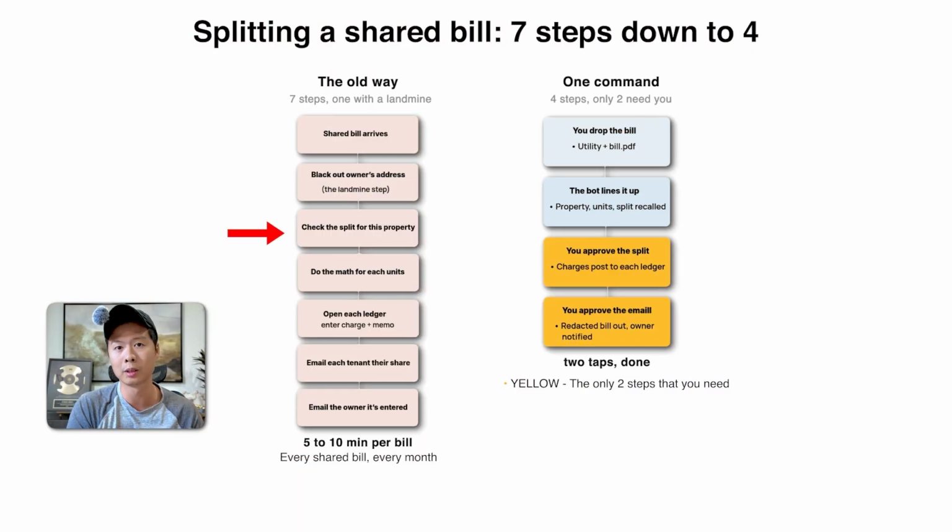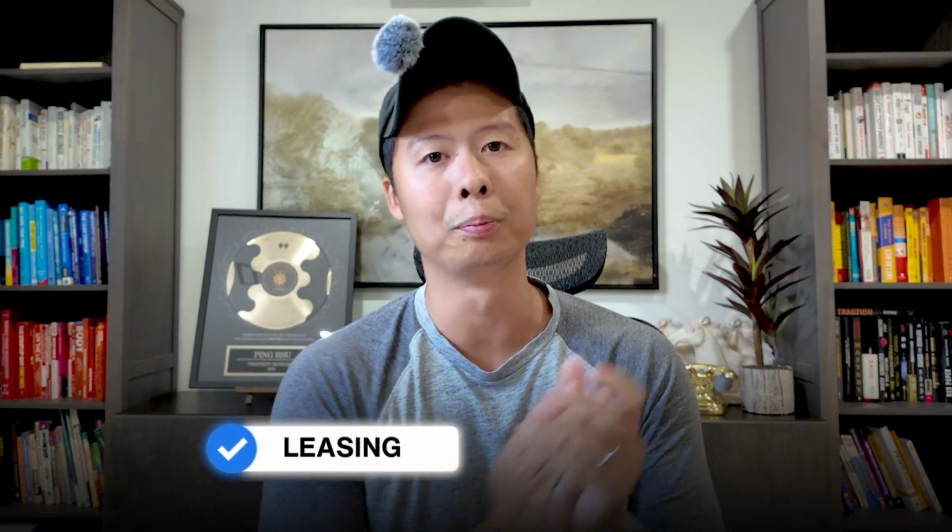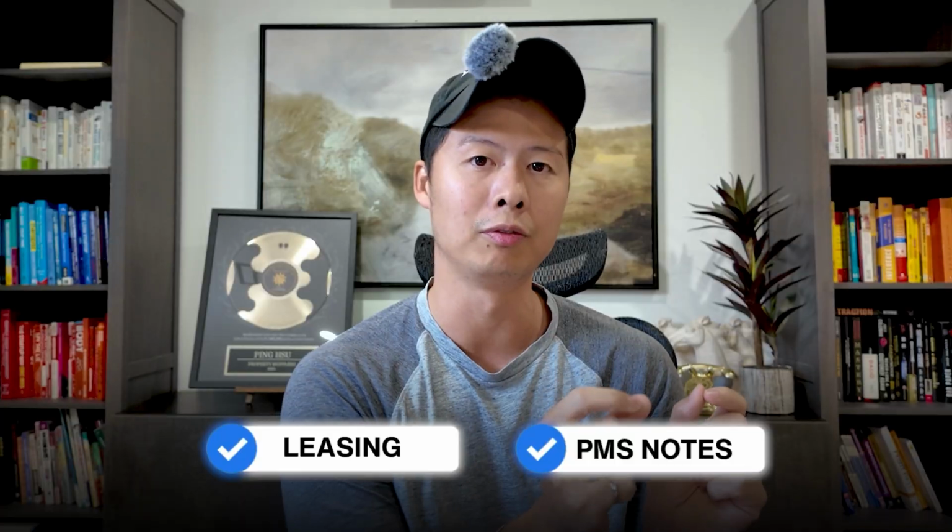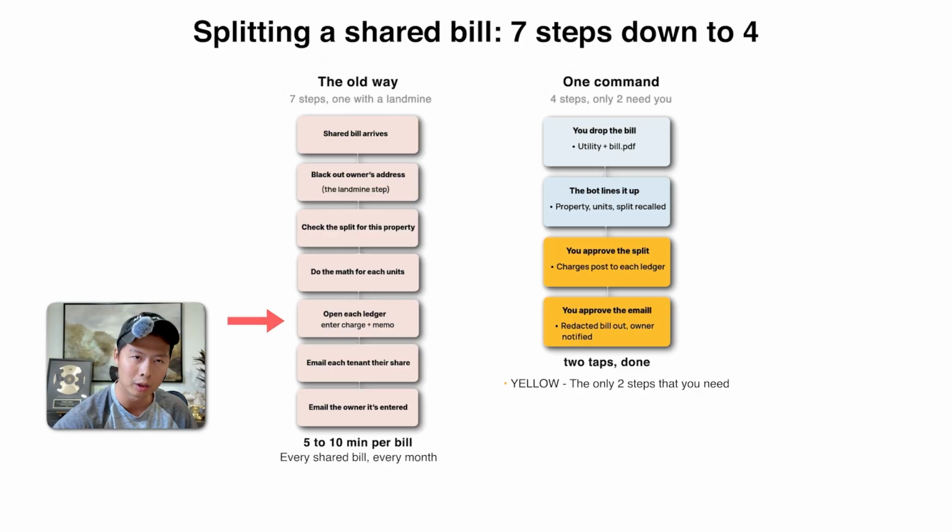After that, we will split the bills by properties, and then we will start doing the math calculation for each unit. So that's step number 4. The math calculation for units 1, 2, 3 just depends on how many units there are for the property. And a lot of times we still need to go into their leases or PMS notes to check the split for each unit. After that, we will open our PMS, open their ledger, enter the amounts, and enter the memo just so that there's no confusion when the tenants open their online portal.